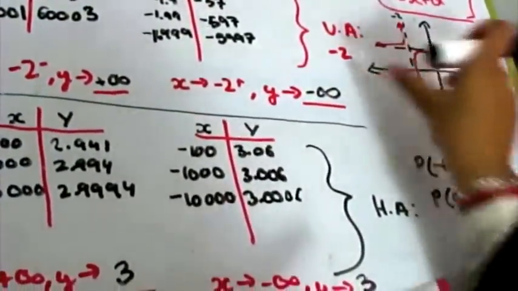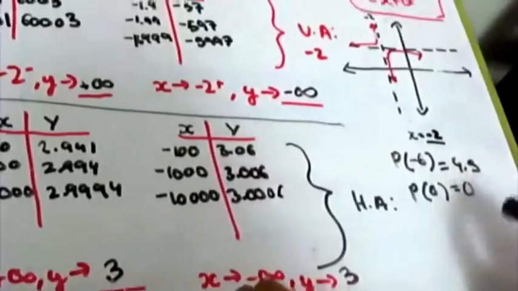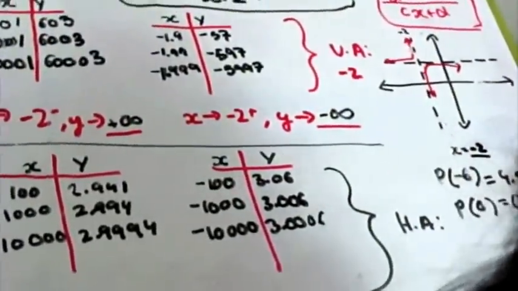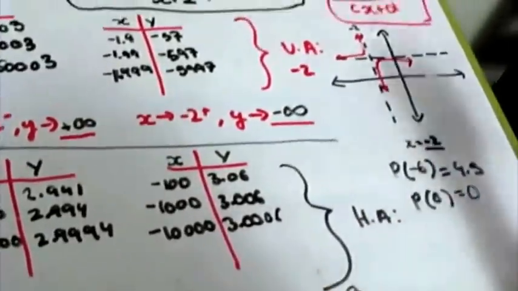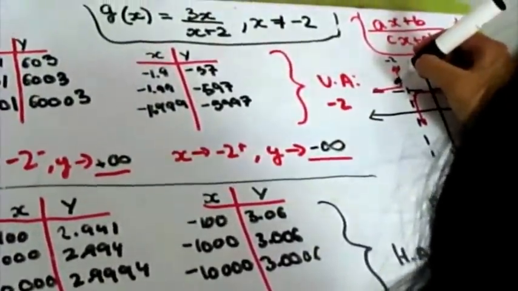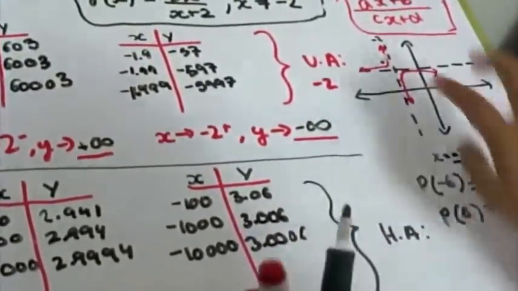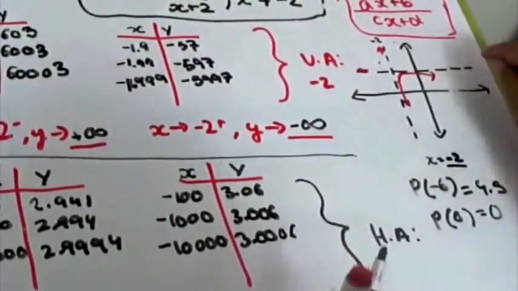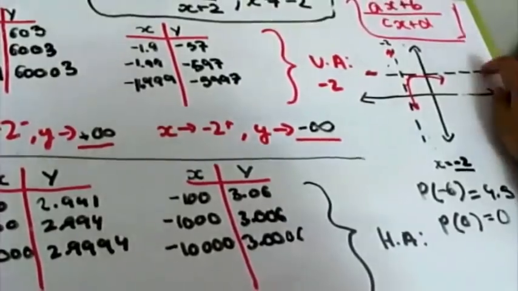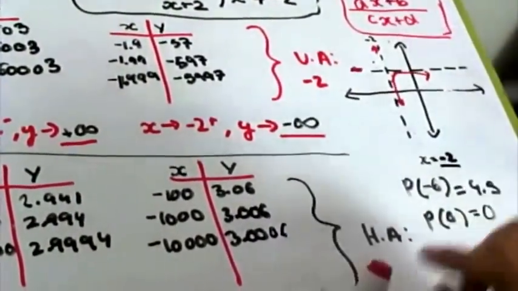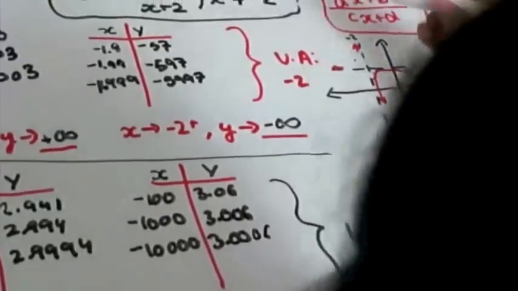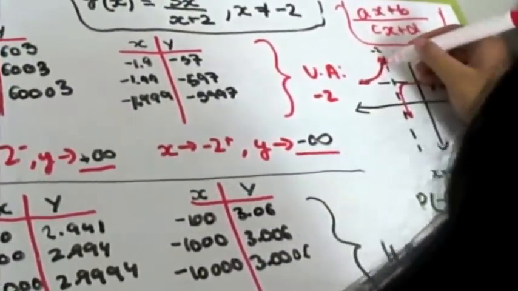So for this interval, I chose -6, and when I plugged that into the original function, it came out to be 4.5. So 4.5 is going to be somewhere over here, from the scale of my graph, because I chose this as the horizontal asymptote, which is 3. So 4.5 is going to be somewhere over here. And basically that connects to make the graph look like this.